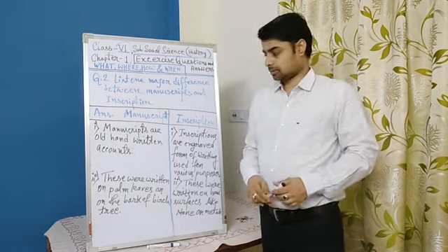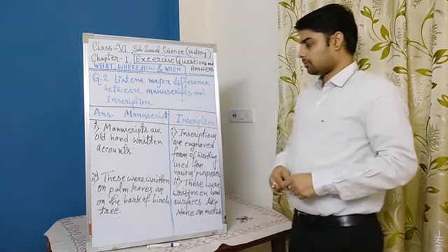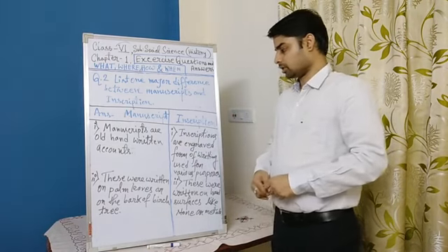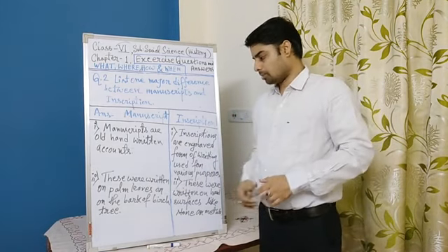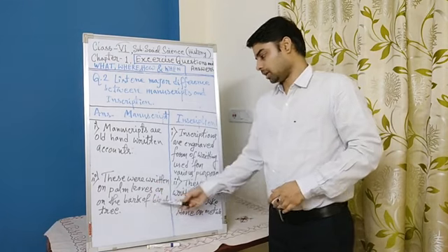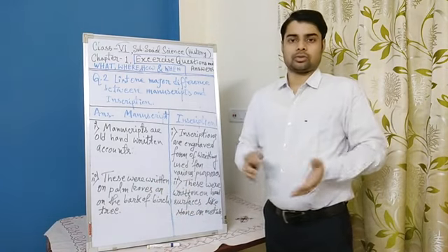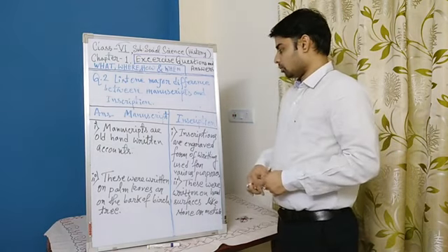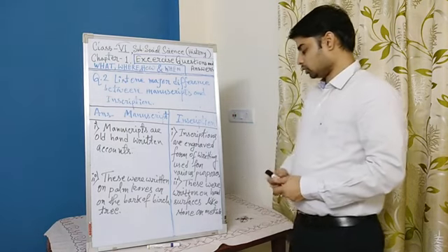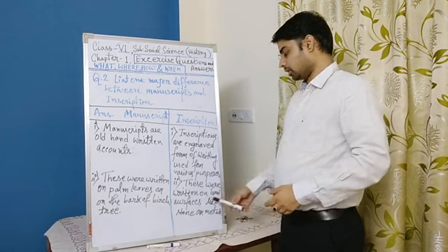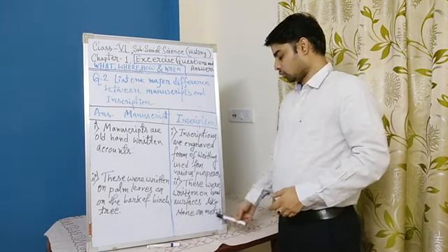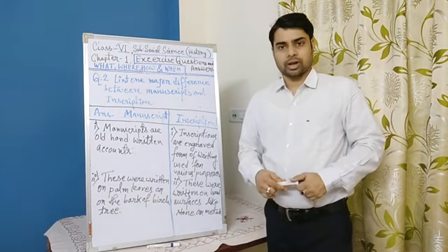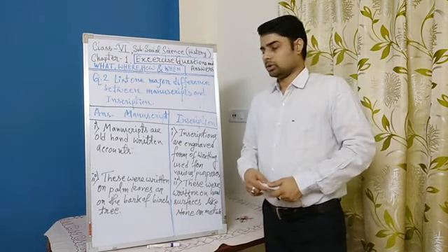various purposes. Now point number 2, in the column of manuscript: these were written on palm leaves or on the bark of birch tree. Birch tree, you already know, is one type of coniferous tree. Now in the column of inscription, point number 2: these were written on hard surfaces like stone or metals. So these are the differences of manuscript and inscription. So we'll go for the next question.